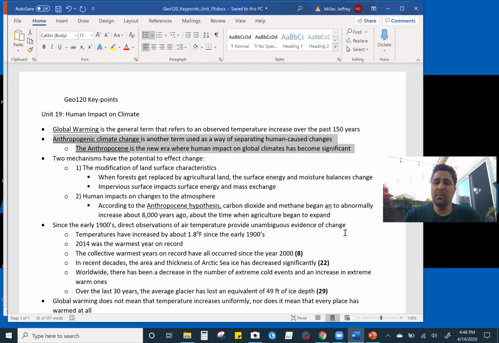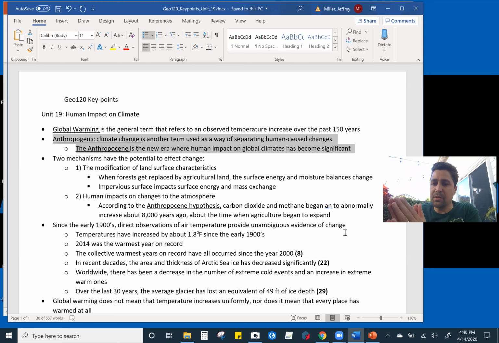Last unit we talked about the different epochs within the interglacial period, and this current era that we're in, this 150 years, we call the Anthropocene. Anthro being the root prefix to that word. So Anthropocene would be a new era where human impact on global climates has been significant.